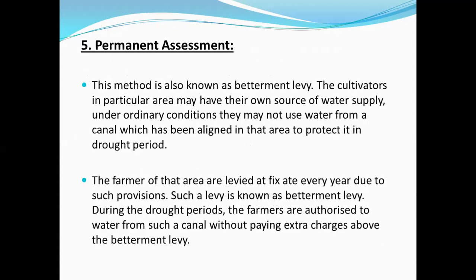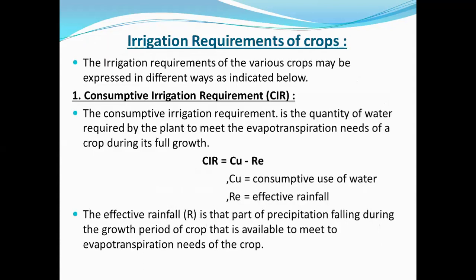Fifth one is permanent assessment. This method is also known as betterment levy. The cultivators in a particular area may have their own source of water supply. Under ordinary conditions, they may not use water from a canal which has been aligned in that area to protect it in a drought period. So the farmers of that area are levied a fixed charge every year due to such provisions. Such a levy is known as a betterment levy. During the drought period, the farmers are authorized to take water from such a canal without paying extra charges above the betterment levy. Now next is irrigation requirement of crops.